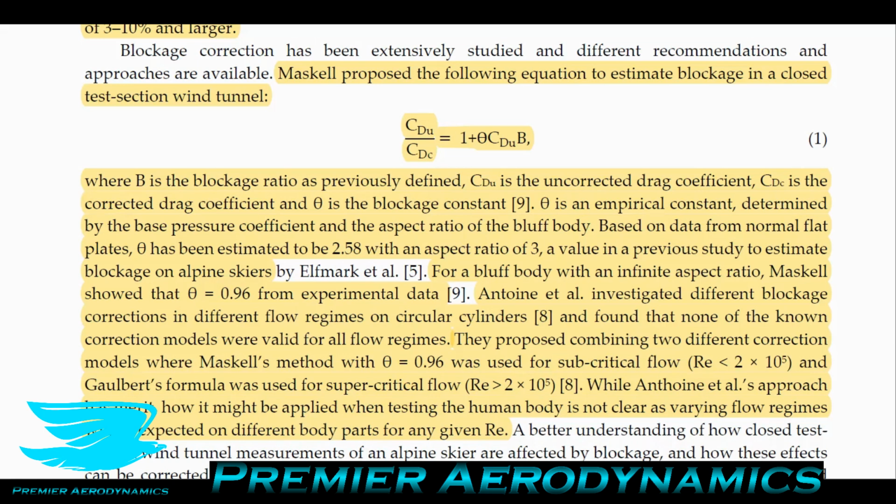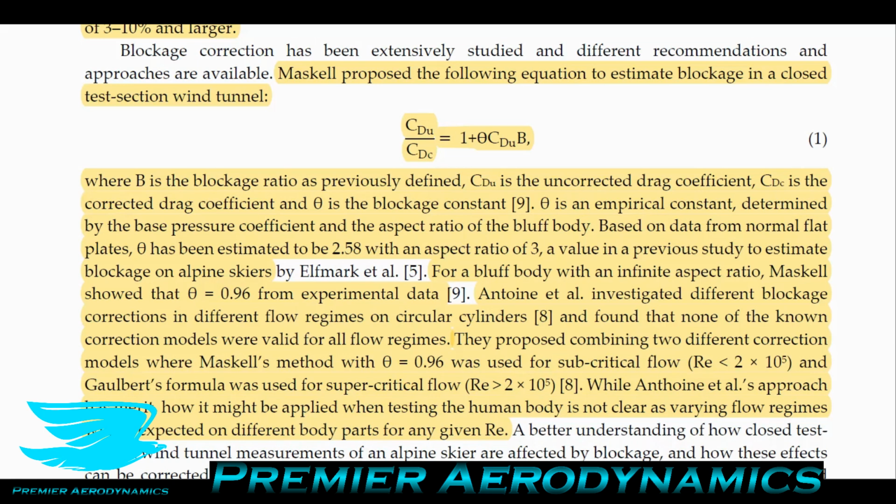And they say that based on data from a normal flat plate, a theta of 2.8 with an aspect ratio of 3 has been determined. Alternatively, for a bluff body with an infinite aspect ratio, Maskell showed that theta should be 0.96.